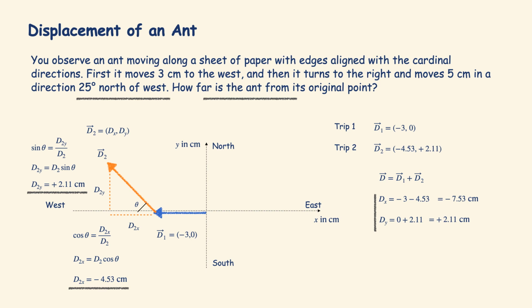The problem here asks for the distance, actually, how far the ant is from the original point. So I need to use the Pythagorean theorem here and calculate what the magnitude of the total displacement d is. That will come out to be 7.82 centimeters. And that is the answer to the problem.